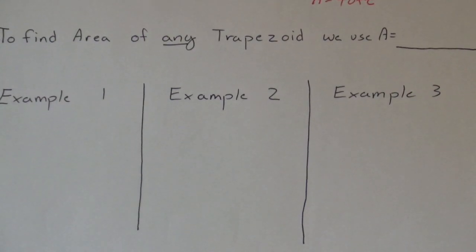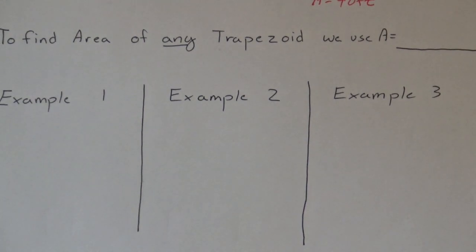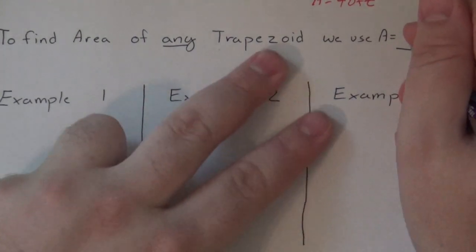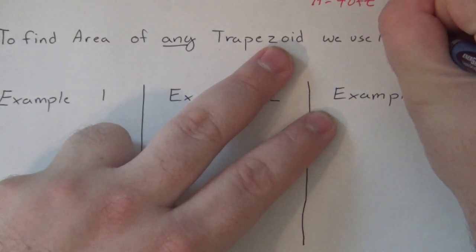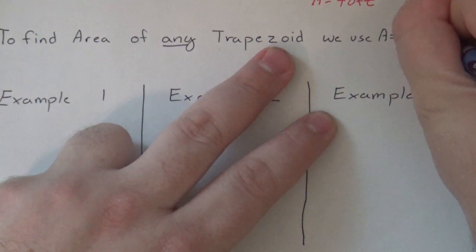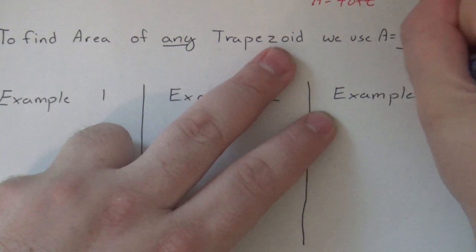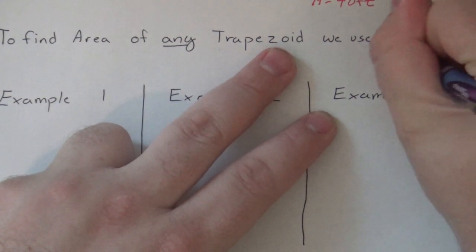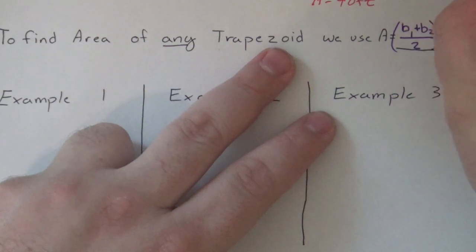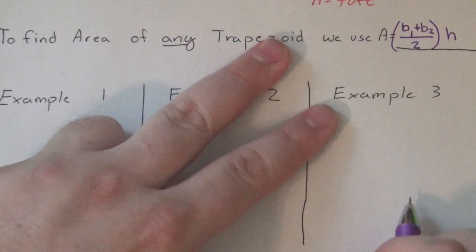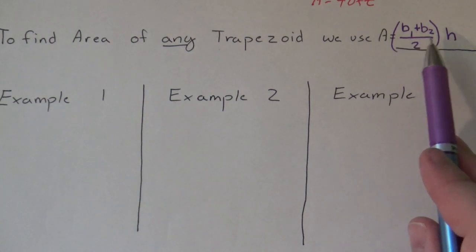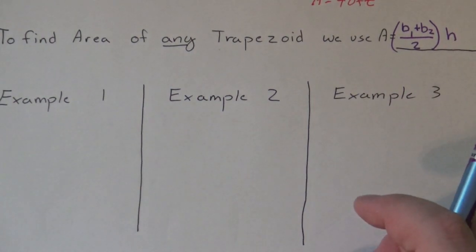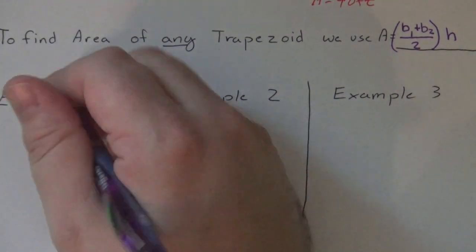All right, so we've just talked about parallelograms. Let's go ahead and do the equation of a trapezoid. The equation of a trapezoid is a little bit more complicated. It's not hard. You just need to take your time with it. It's base 1 plus base 2, all divided by 2, and all this is in parentheses, times h. Base 1 plus base 2 divided by 2 times h. All right, so let's do a couple examples here.